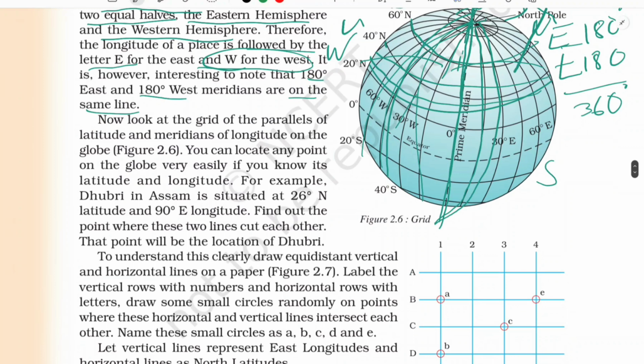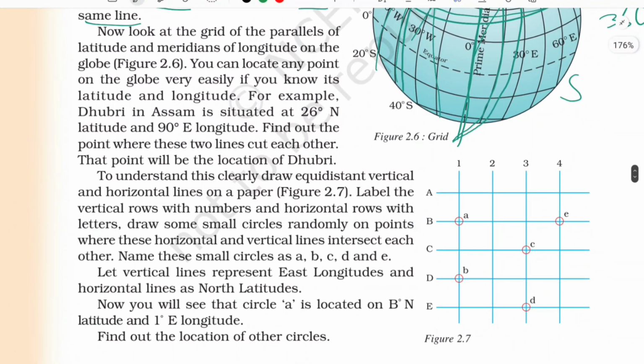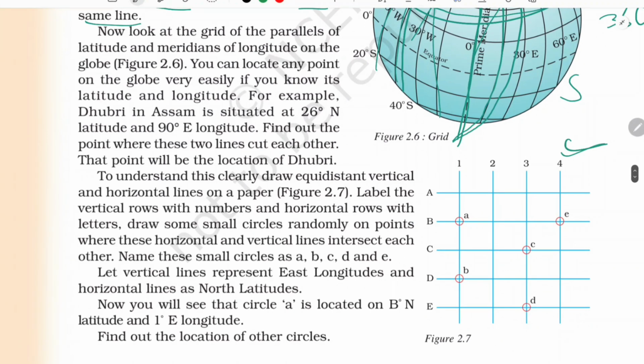So now let us try to observe it in more detail, how we are going to locate a place. For that you need to look into these grids given over here. Look at the grids of the parallels of latitude and meridians of longitude. Imagine these as the longitudes and these as the latitudes. You can locate any point on the globe very easily if you know its latitude and longitude.